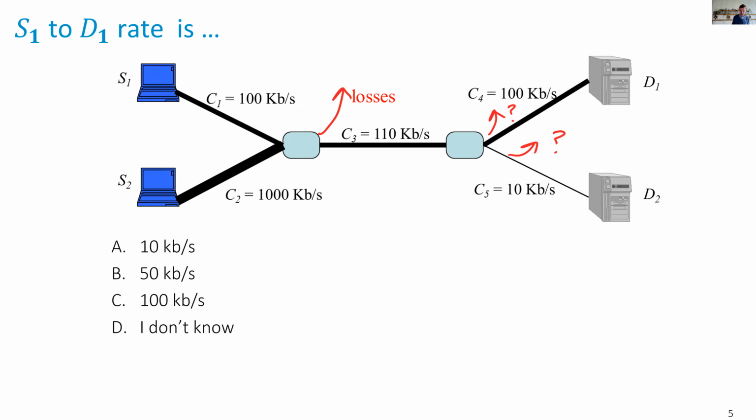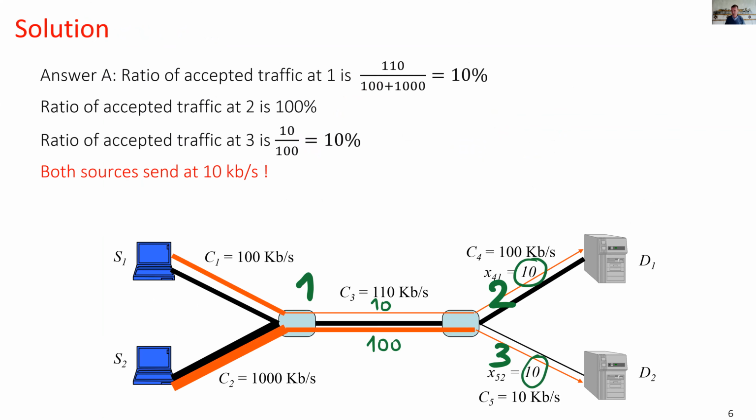I close in a few seconds. And the majority says 10 kilobit per second, answer A, which is the correct answer. Let's see why. I assume here that the dropping is proportional to traffic. That means it's fair. So what is the proportion of dropping here? We are sending 10 times more traffic than what goes out. So the dropping probability is 90%. So the ratio of accepted traffic is 10%. So here, the volume of S1 that makes it is 10. Out of the 100, we have only 10.